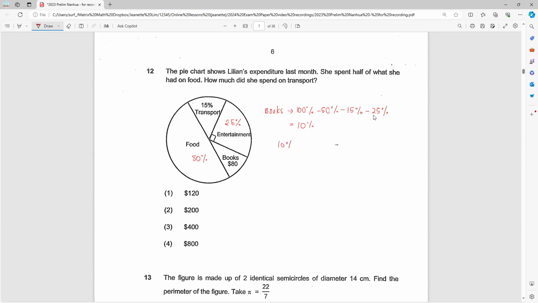So 10% is $80. How much did she spend on transport, which is 15%? You can find 1%. Then we find 15%. This is $8, so $8 times 15. 120. So amount spent on transport, $120.